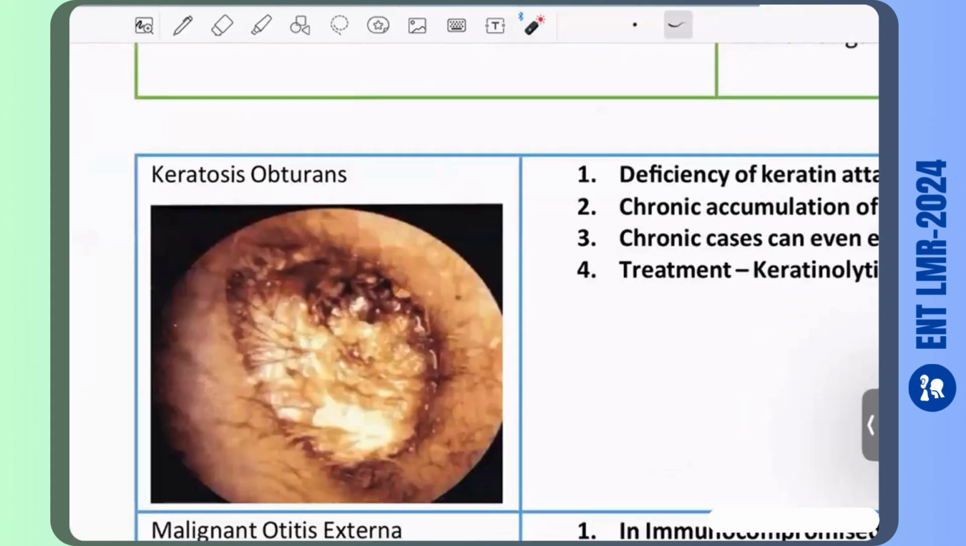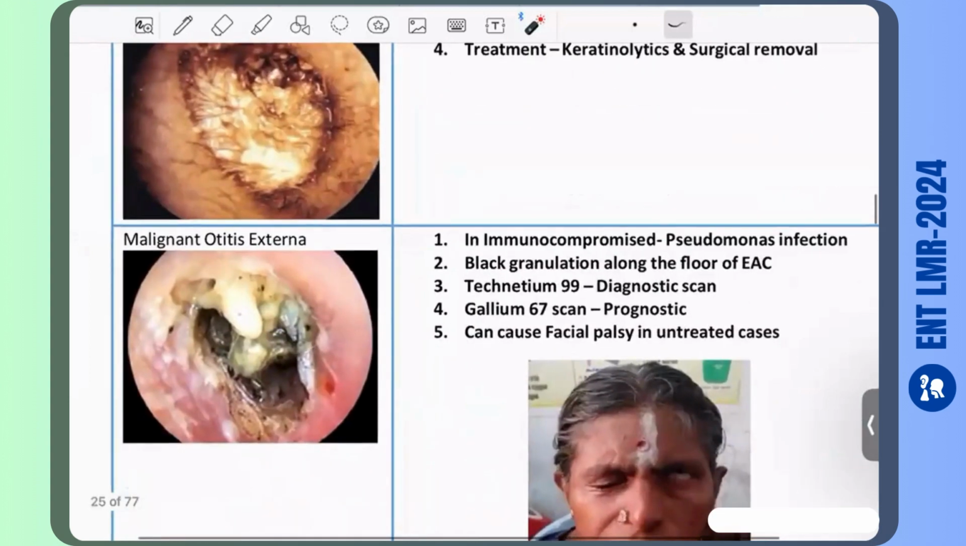With too much wax formation, the patients can even have facial palsy. That much severity can happen. It is keratosis obstructans. The most important disease, they may ask this a lot of times.